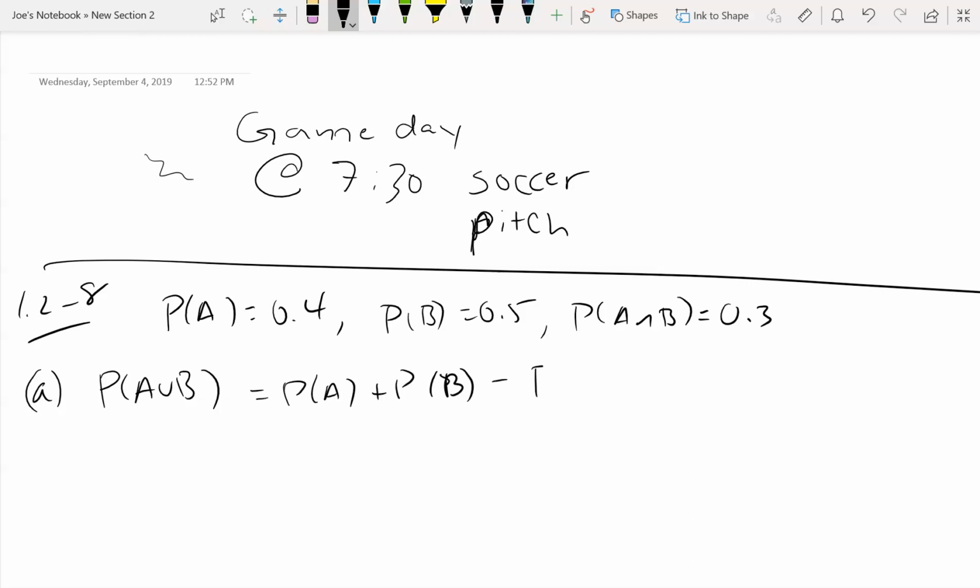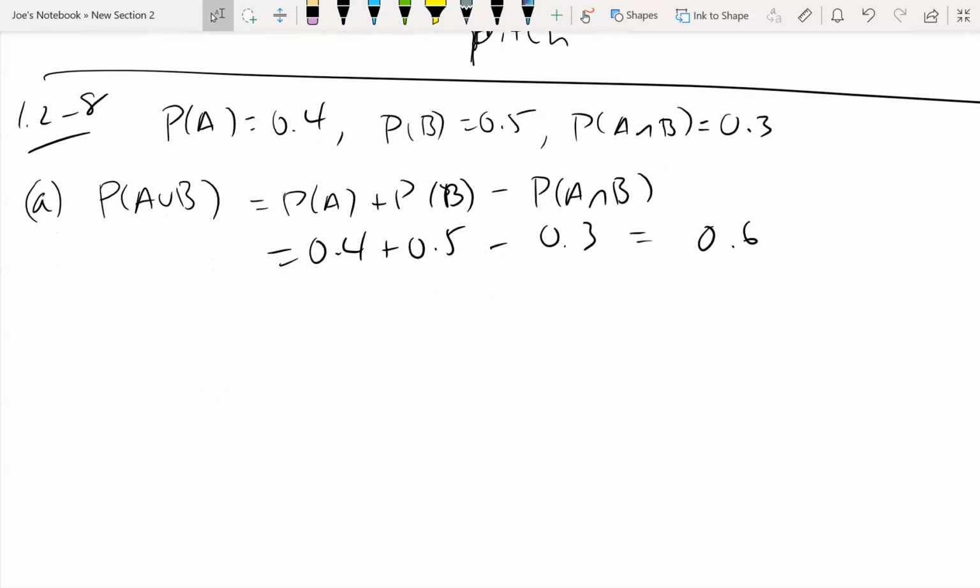Cool. Yep, I agree. So we'd have 0.4 plus 0.5 minus 0.3 gives us 0.6. We okay with that?